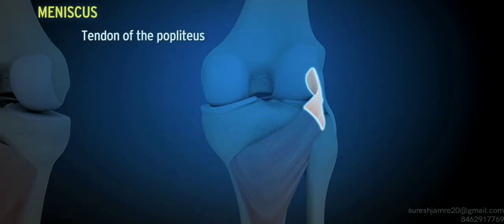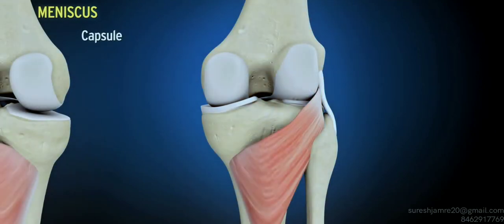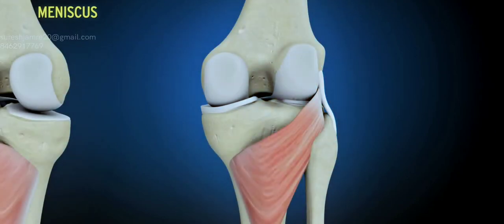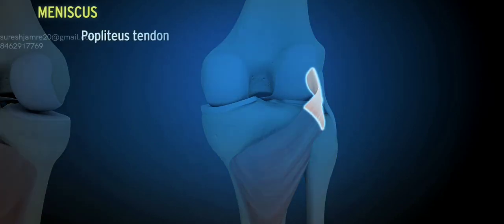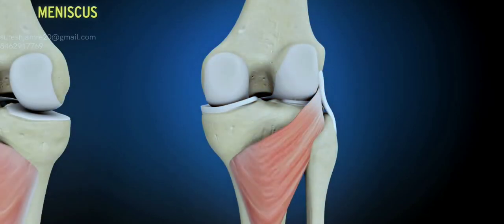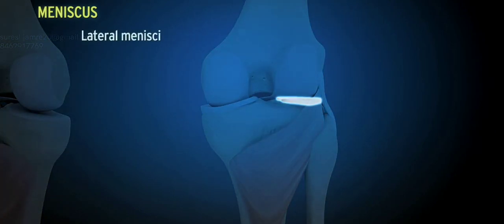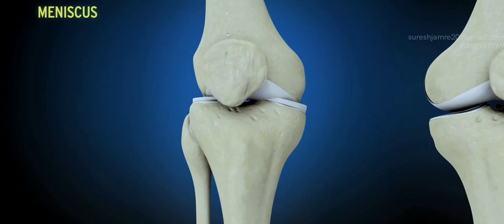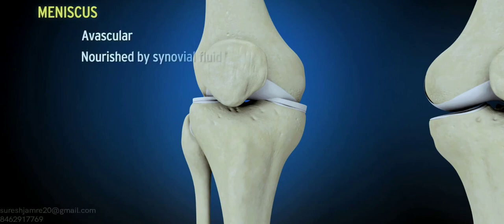Tendon of the popliteus and capsule separate the lateral meniscus from fibular collateral ligament. Few fibers of popliteus tendon are attached to the lateral meniscus. The peripheral part of the meniscus is vascular, whereas the inner part is avascular and is nourished by synovial fluid.